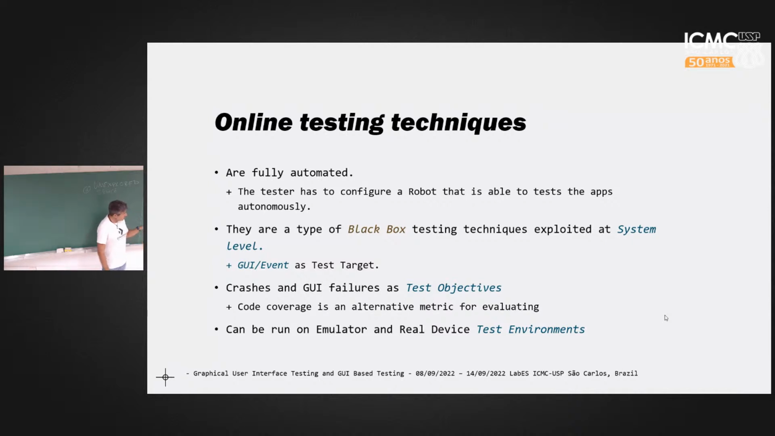Usually you can run them on emulators or real devices, and these are the test environments. In general, online testing techniques on the web are also known as crawlers. Do you know the name? Crawler. The crawler is a robot that automatically explores a website. You give the website to the crawler, and the crawler explores the application for you and saves the pages. Google has its own crawler that is used for indexing the pages.